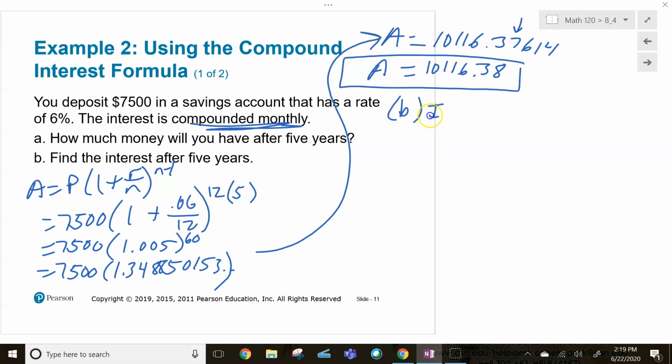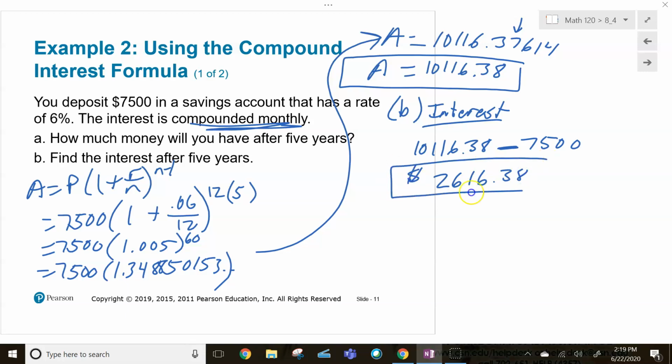All right, part B. What's the interest? Well, how much free money did I have? I ended up with 10,116.38, and I started with only $7,500. So if I subtract those two, I get 2,616.38, all in free money. 5 years of earning money with compound interest at 6%. I get $2,616.38.